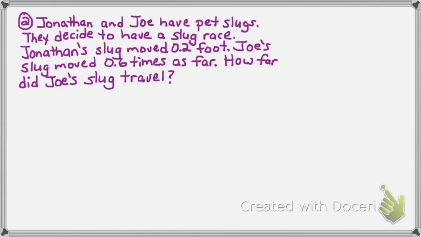Well, it's a word problem, so let's go back and find our question. How far did Joe's slug travel? What do we know? We know that Jonathan's slug moved 0 and 2/10 of a foot. And we know that Joe's slug moved 0 and 6/10 times as far. Well, times right there tells me what I need to do, right? I'm going to need to multiply.